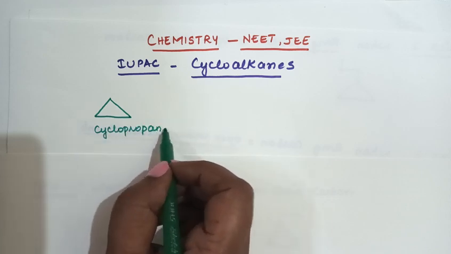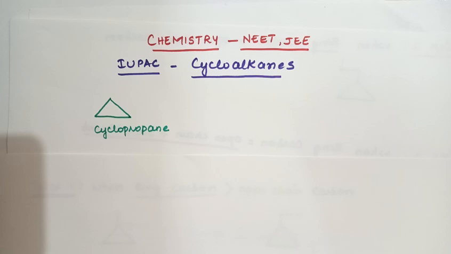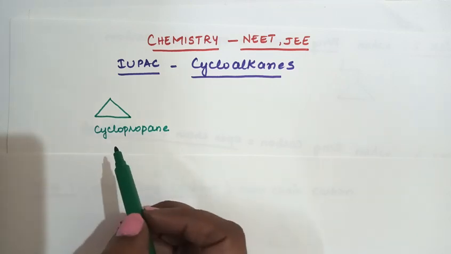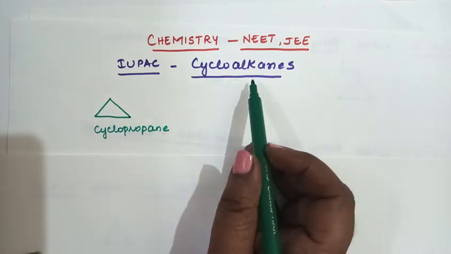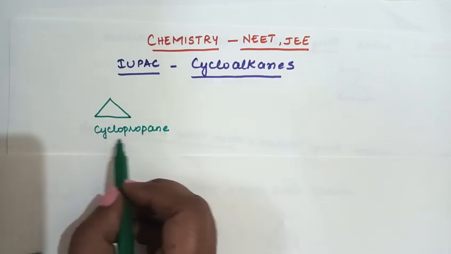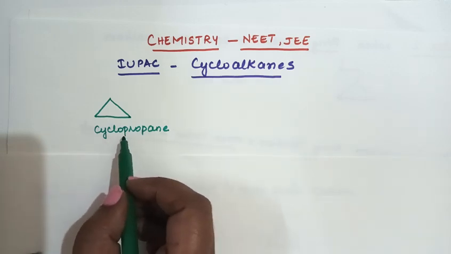Cyclopropane. So students, in this video we are going to learn some super tricks to name cyclopropane if substituents are present on it. First let us learn some examples of cycloalkanes. The simplest cycloalkane will be cyclopropane.